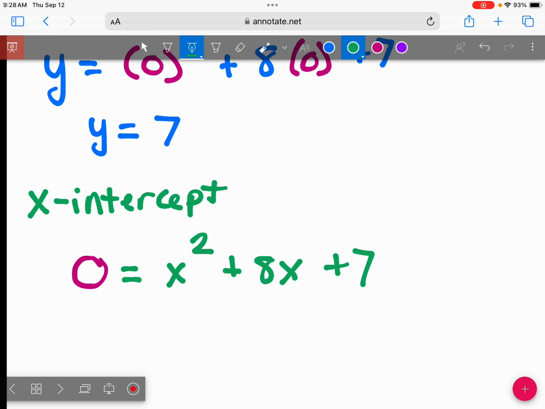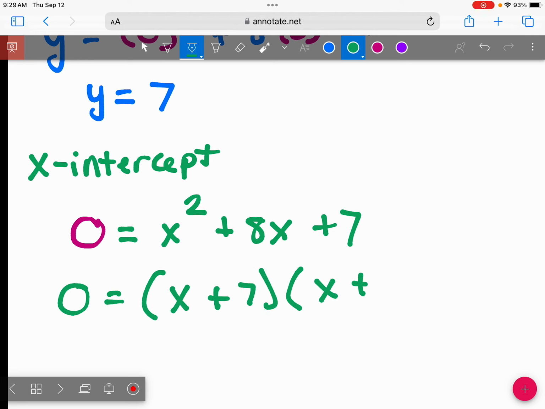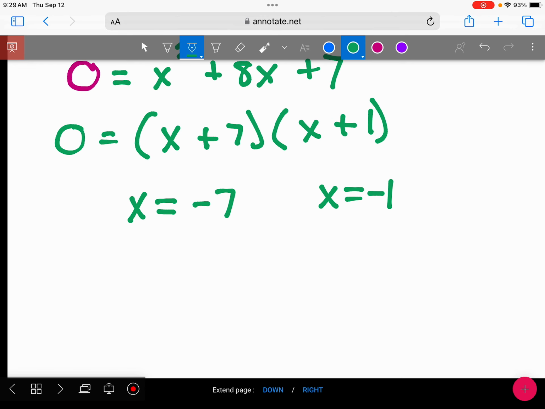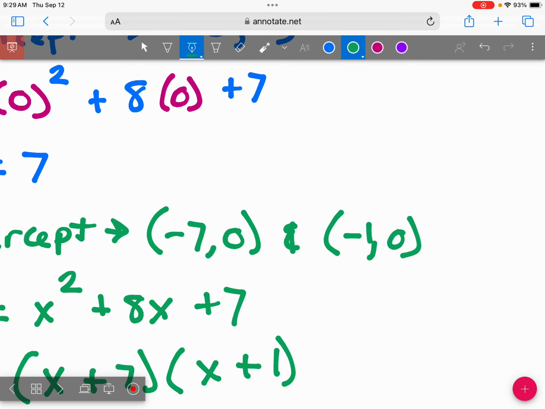What do we get when we factor? So we have our x plus 7, x plus 1. Our pair of numbers that multiplies to make 7 and adds to make 8. So what are my solutions? x equals negative 7, x equals negative 1. So this one has two x-intercepts at the points (-7, 0) and (-1, 0).